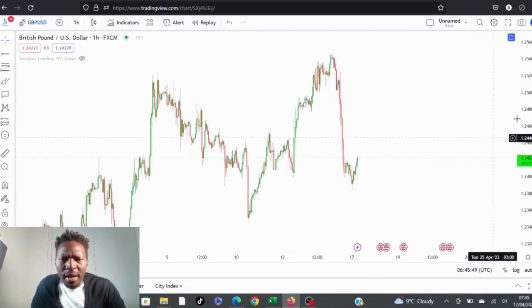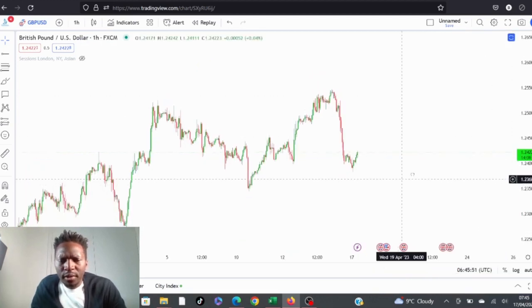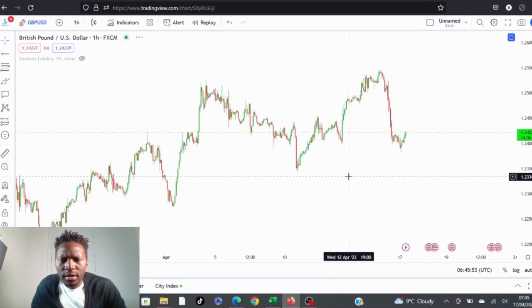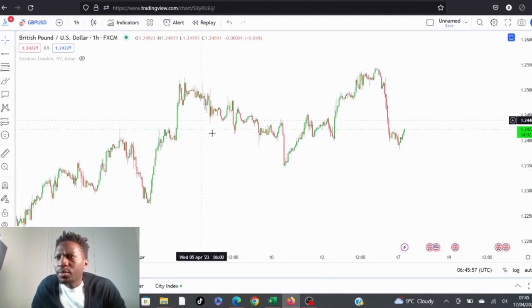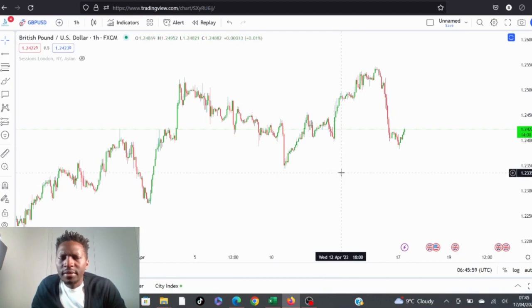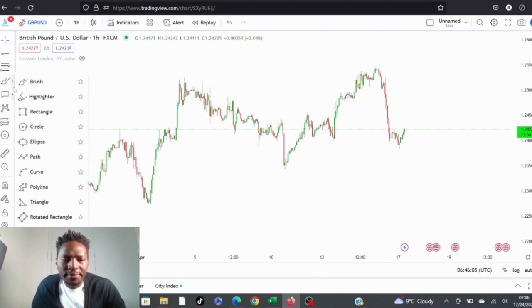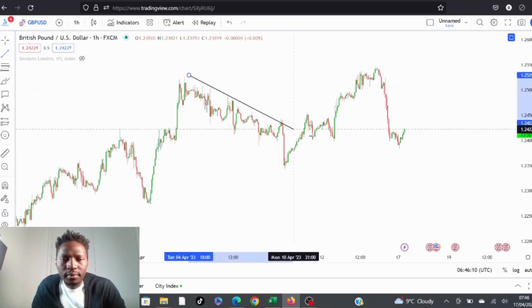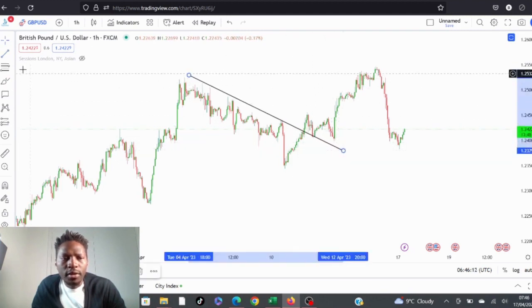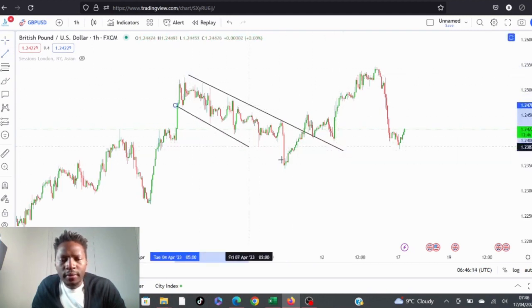So heading over to the pound US dollar. This one is a bit of a tricky one because I actually spoke about this in my video that I did over the weekend. So this is a classic channel contraction. As you can see here, we've got a little channel in the market.